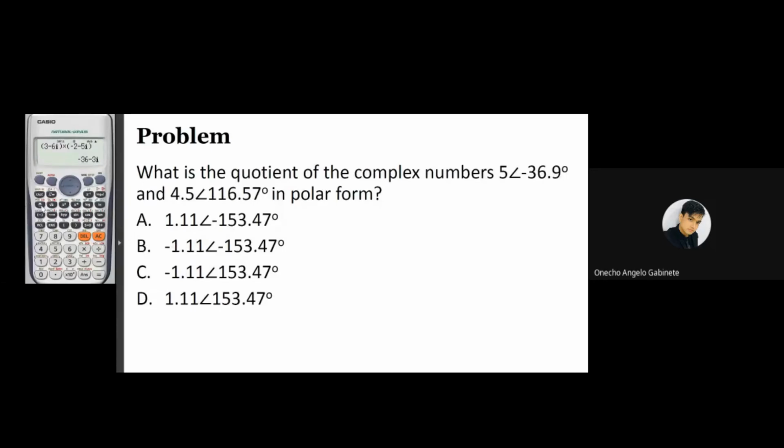Next, what is the quotient of the complex numbers 5 angle negative 36.9 and 4.5 angle 116.57, in polar form? Shift 2 to convert into polar. The answer is 1.11 angle negative 153.47.